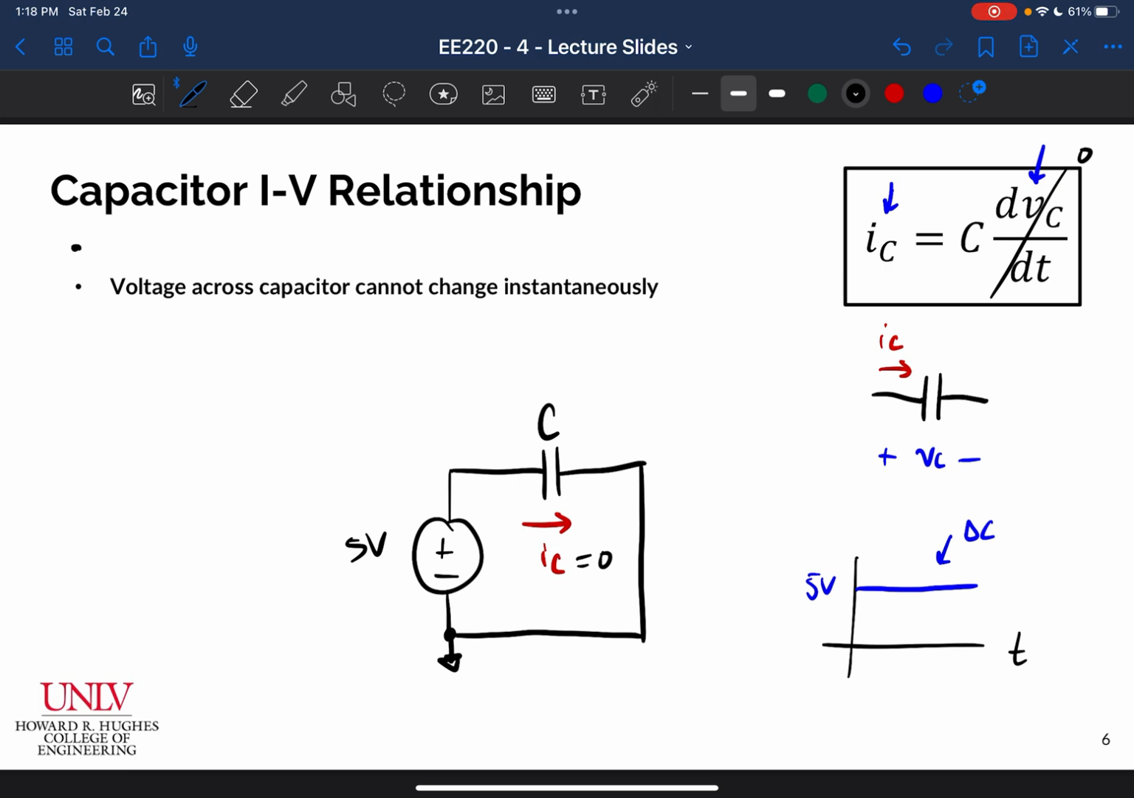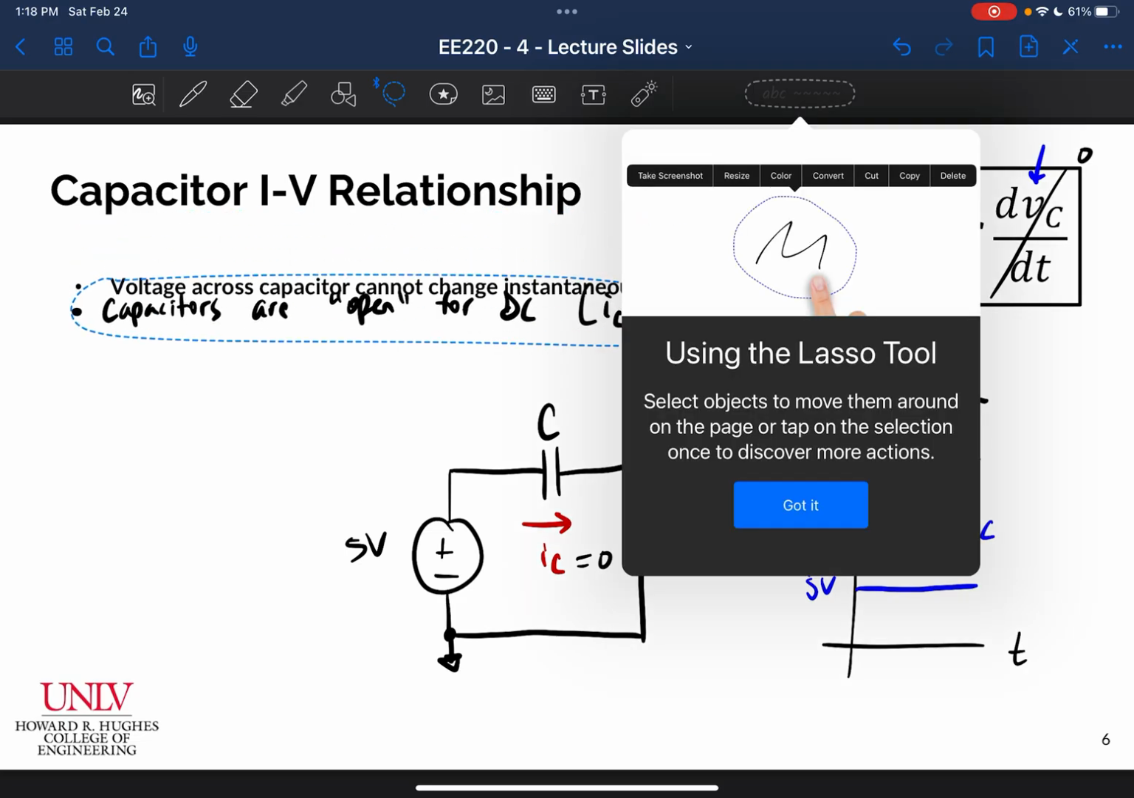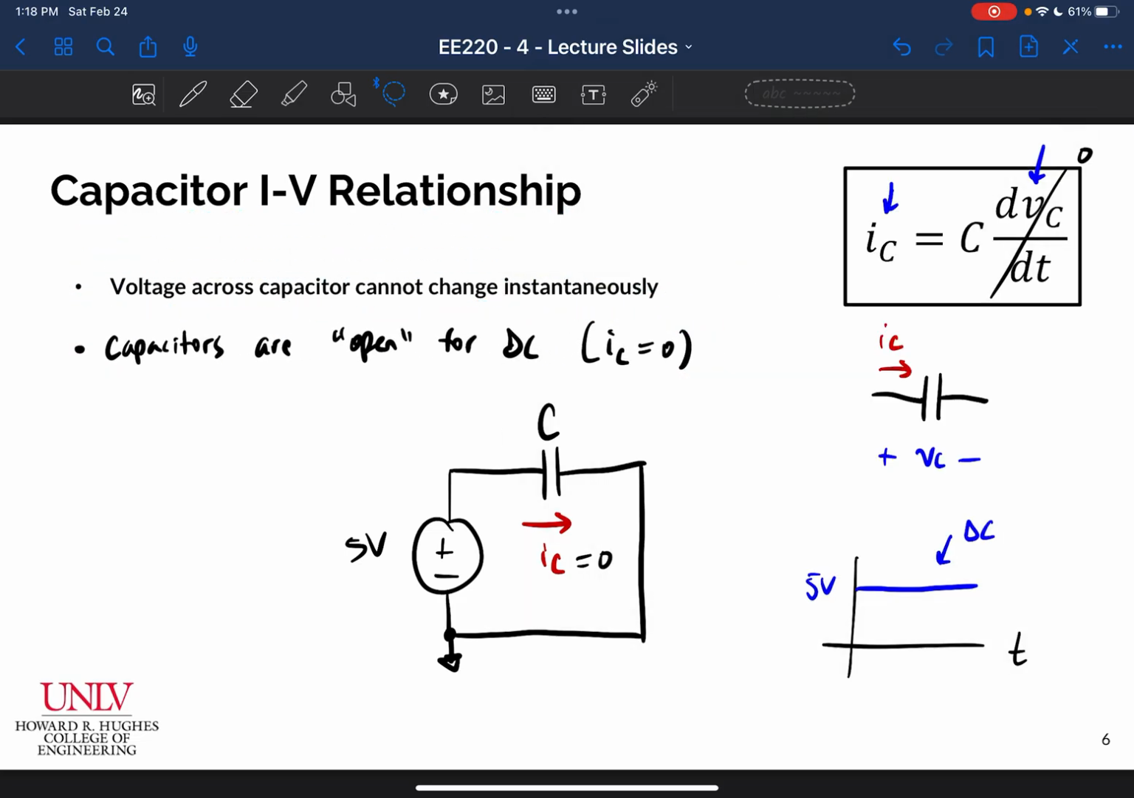Let me write that again, that capacitors are open for DC, which basically means I is equal to zero. Okay, so maybe I shouldn't slam that in there, but I definitely want to write that in here again and just really harp on that fact because it's going to be important. It's very important to recognize.